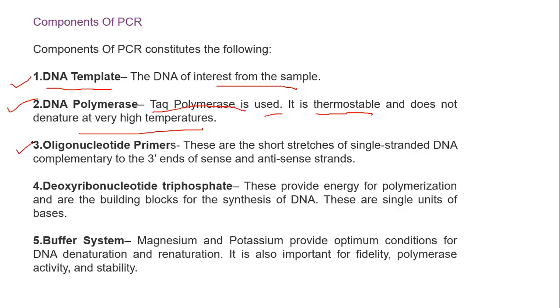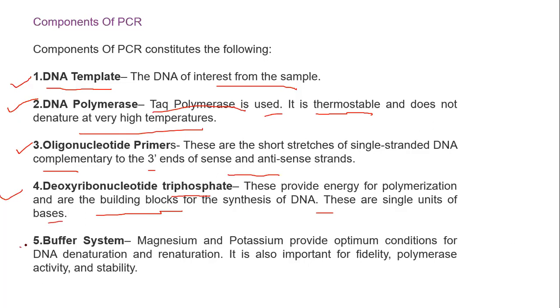The third important thing is the oligonucleotide primer. Again, I'm repeating, oligonucleotide primer. These are short stretches of single-strand DNA complementary to the 3' ends of the sense and the antisense strand. Fourth one is deoxyribonucleotide triphosphate. This provides energy for the polymerization and is the building block for the synthesis of DNA. So which one is the building block for synthesis of DNA in PCR? The answer is deoxyribonucleotide triphosphate. These are single units of the bases.